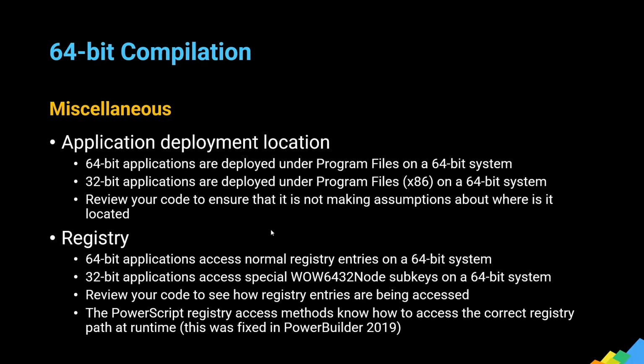In the original PowerBuilder, up through PowerBuilder 2019, the PowerScript registry methods were actually a bit flawed. They accessed the 32-bit registry regardless of which bitness they were running under. That's been corrected as of PowerBuilder 2019. If you're using the PowerScript functions, they will access the correct registry automatically. Okay.